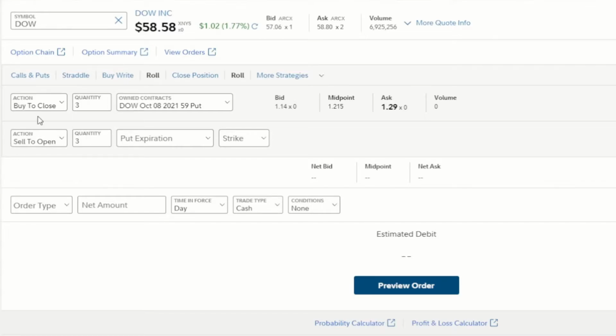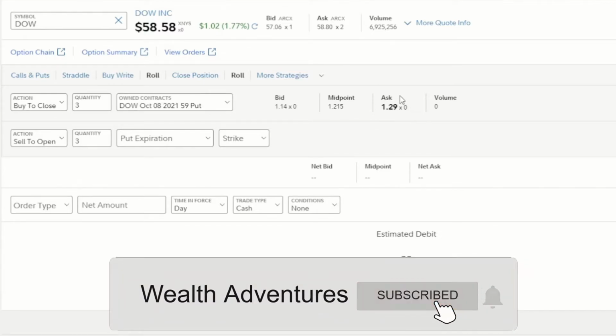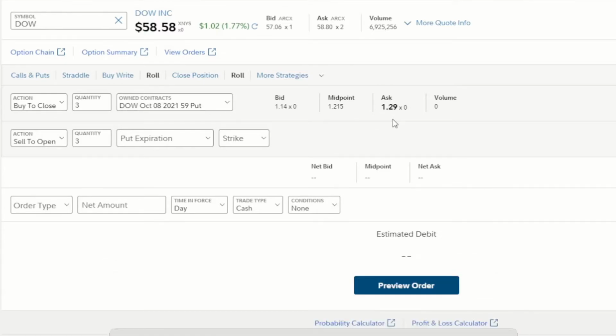So what we're looking at is us closing out the option. Buy to close 3 Dow October 8th, 2021, $59 puts. In order to do that, it's going to go between $1.14 and $1.29. So the ask price is about $1.29 per contract, so $129 per contract. We've got 3 of them.